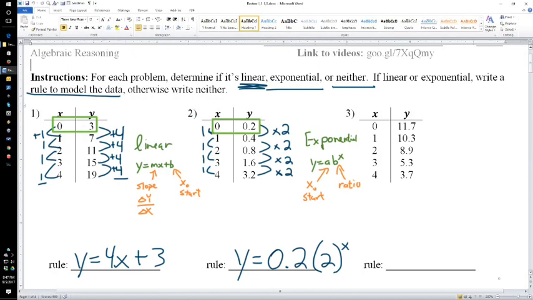Last one. Let's just start off by dividing these real quick. 10.3 divided by 11.7, we get like 0.88 repeating. And if I do 8.9 divided by 10.3, I get 0.86. And if you did it one more time, 5.3 divided by 8.9, you get 0.59. So this is clearly not exponential.